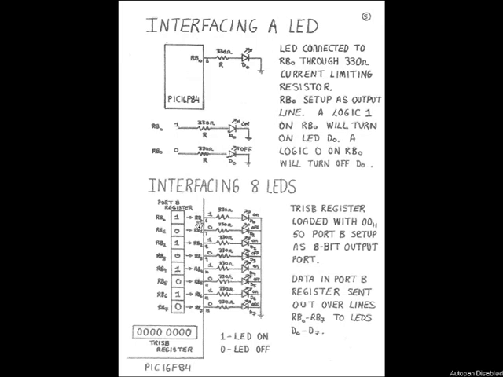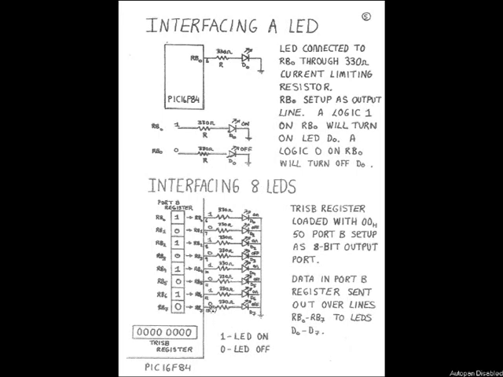Port B actually has got 8 lines called RB0, RB1, RB2, RB3, RB4, RB5, RB6 and RB7. So what we can actually do is repeat this circuit, this resistor LED circuit, 7 more times as shown down here, and connect RB0, RB1, RB2, RB3, RB4, RB5, RB6 and RB7 to 8 LEDs. And the LEDs are called D0, D1, D2, D3, D4, D5, D6 and D7. If I send a logic 1 out on any of these port lines, the LED will be on. And if I send a logic 0 out on these port lines, the LED will be off.